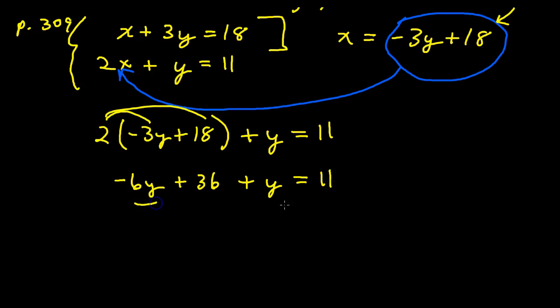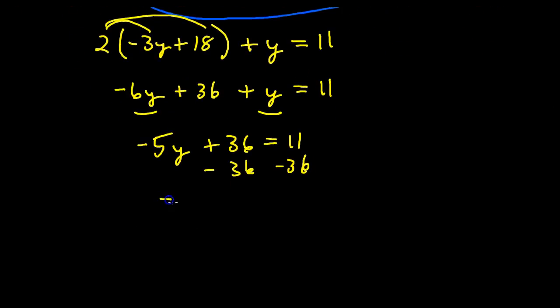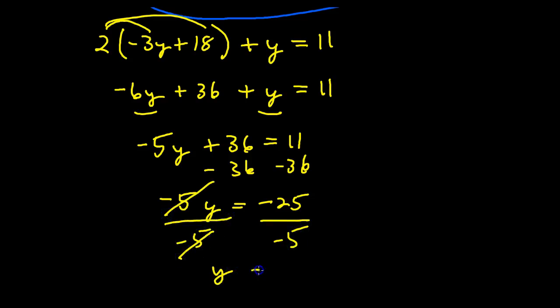I would probably add y to minus 6y first. I'll get minus 5y plus 36 equals 11. Then, of course, subtracting 36 from both sides, I'll get minus 5y equals minus 25 on the right. I'll now divide both sides by negative 5. The minus 5's cancel on the left. I get y equals, a negative over a negative is a positive, and 25 over 5 is 5.